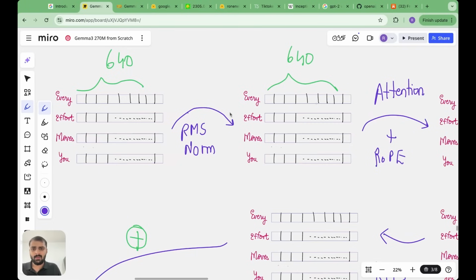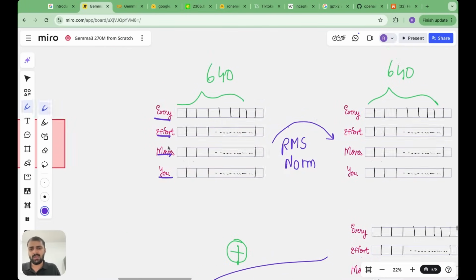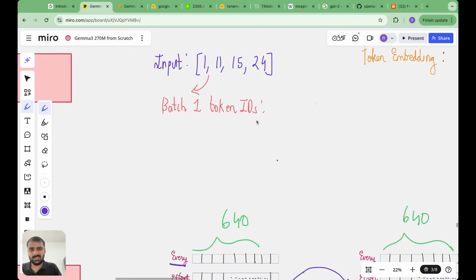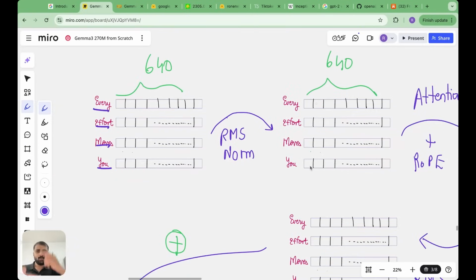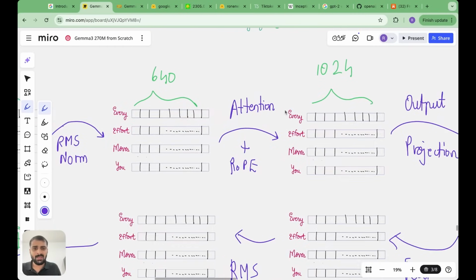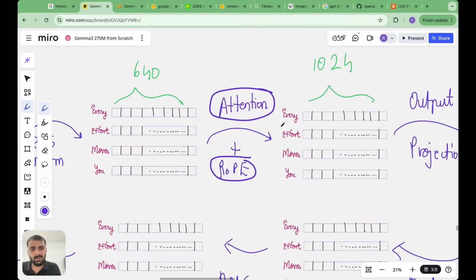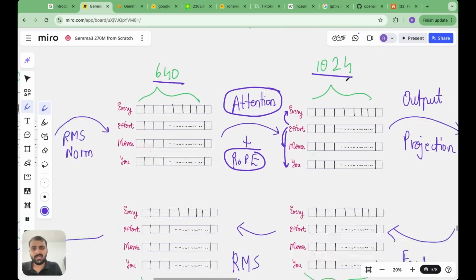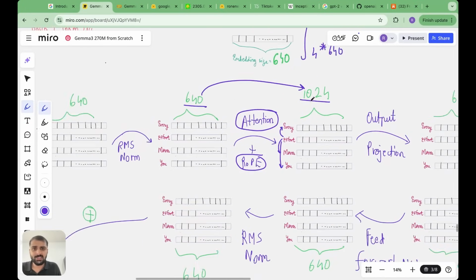So after we apply RMS normalization, I've changed the tokens here a bit: "Every effort moves you." You can visualize this with the same token IDs which we had earlier. RMS norm is applied, the dimension remains the same, and tokens have still not interacted with each other. Now, here is the step when things change a bit, right? Here is the step when we have the attention mechanism and we apply rotary positional encodings. Here is where neighbors suddenly get to know about each other. So the input embedding vector is converted into something called a context embedding vector. Here is where the dimension changes from 640 to 1024.